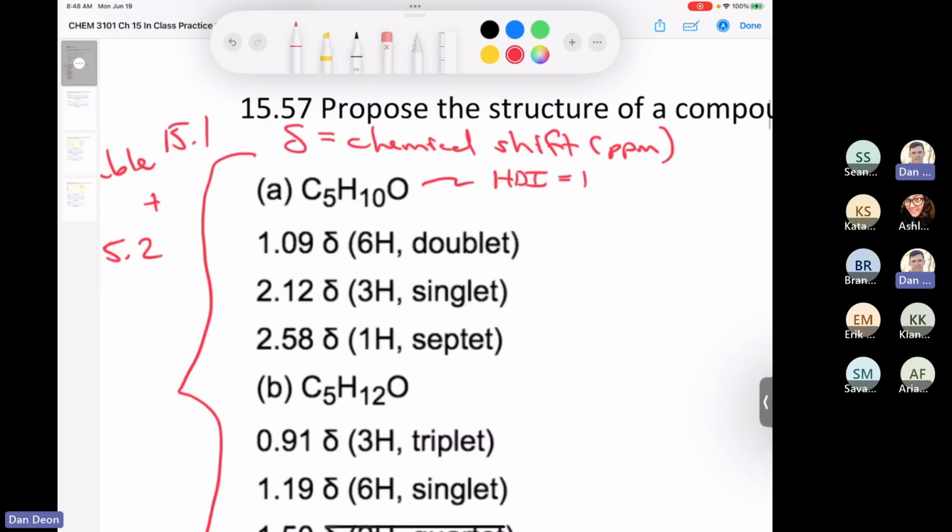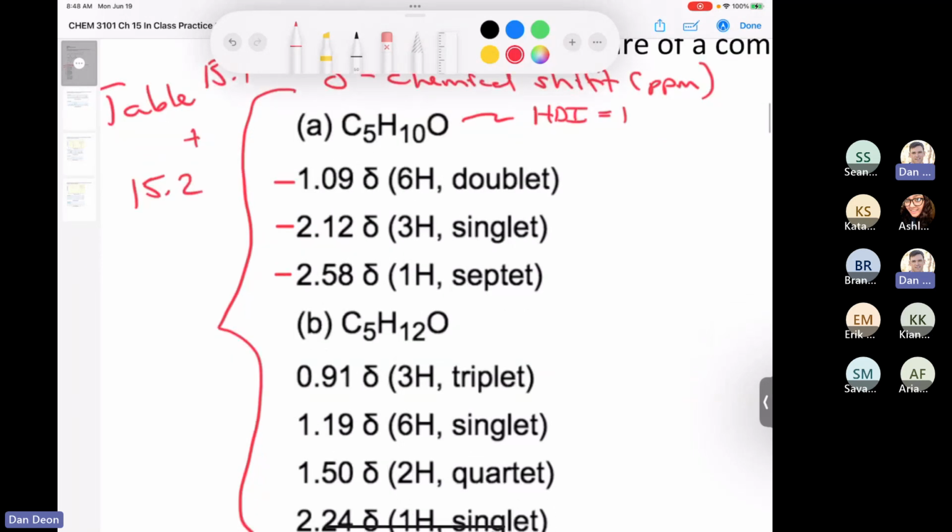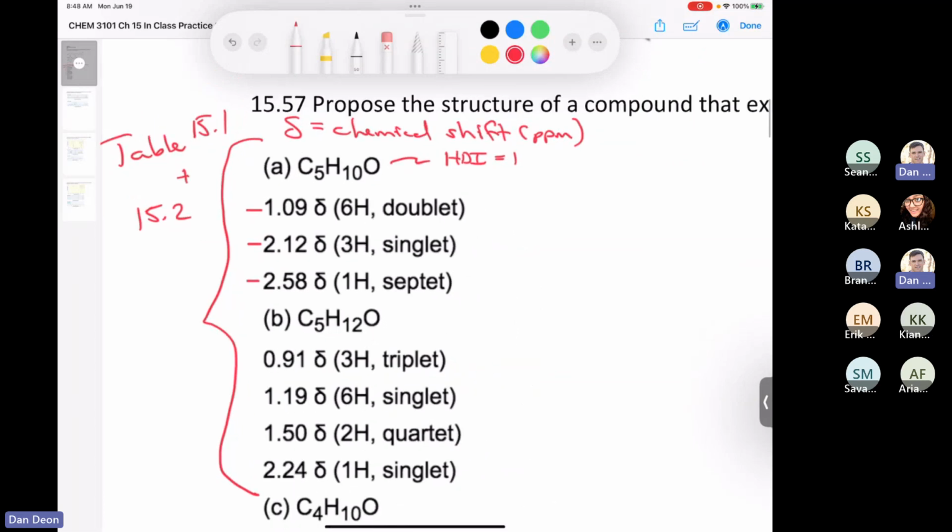So what this is saying is that at 1.09 parts per million, you have a doublet that integrates for 6 protons. At 2.12 parts per million, you have a singlet that integrates for 3 protons. And then at 2.58 parts per million, you have a septet that integrates for 1 proton, right? That's the kind of rationale there. And so for the next problem, at 0.91, you've got a triplet that integrates for 3. At 1.19, you've got a singlet that integrates for 6, and so on and so forth.